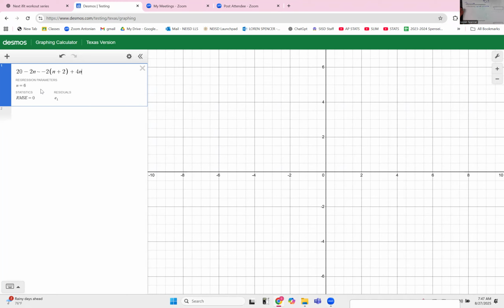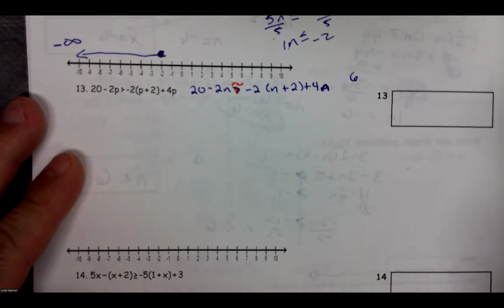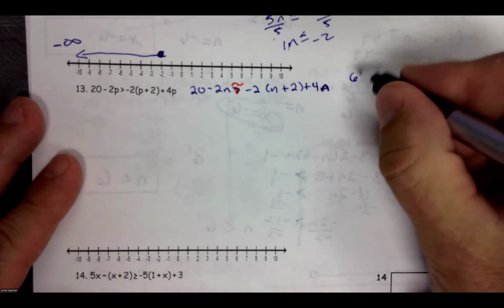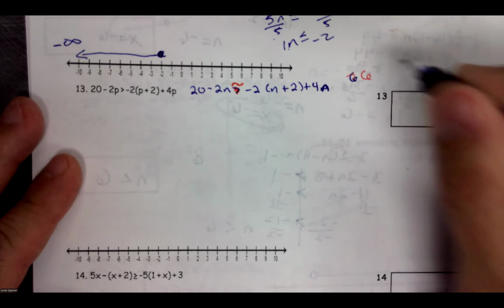All right, when we do that, we get 6. So I'm going to mark 6 off on my paper to remind me. Stop the share. So we got 6. And so I've recorded the 6 right here. Should do it in red.